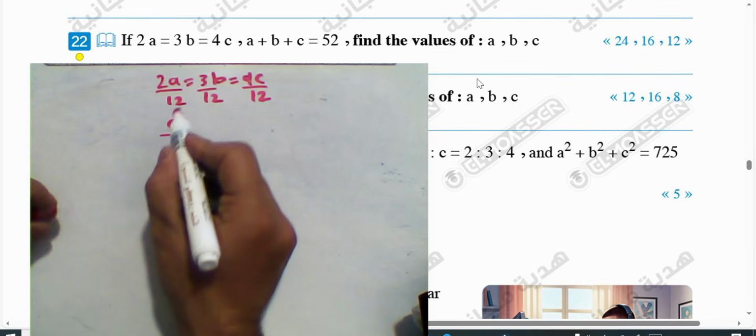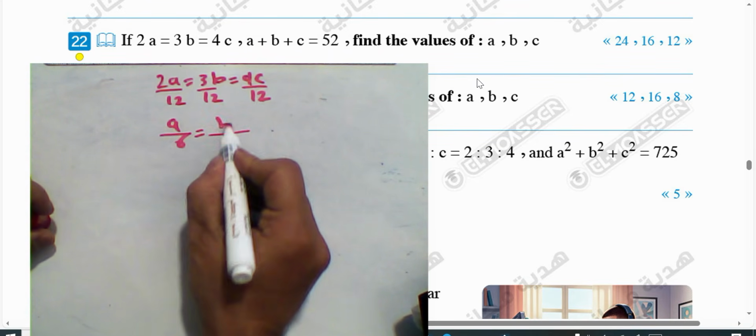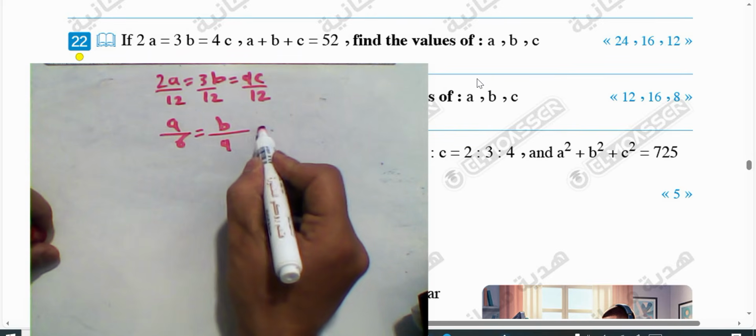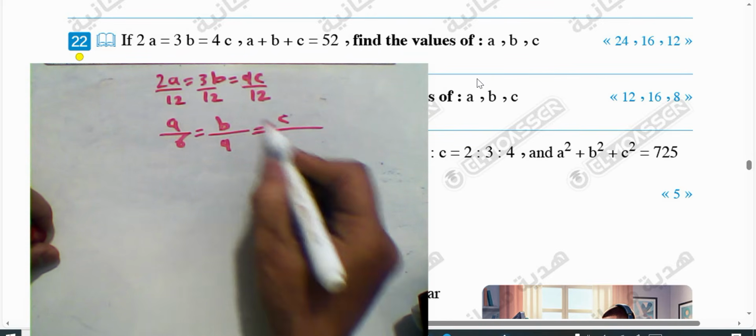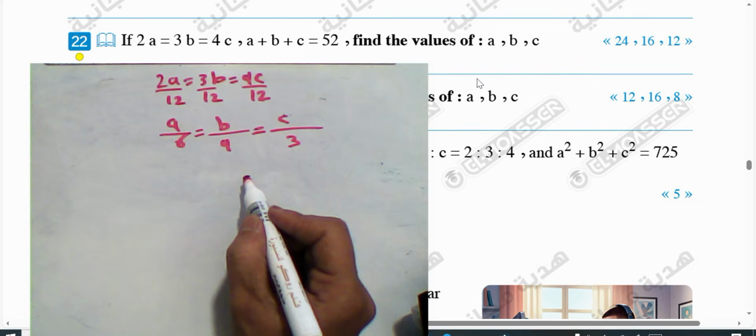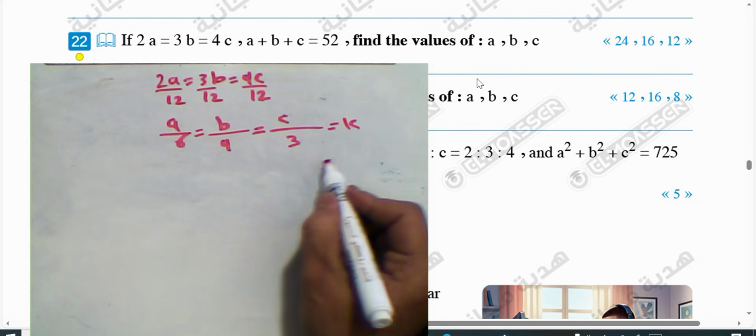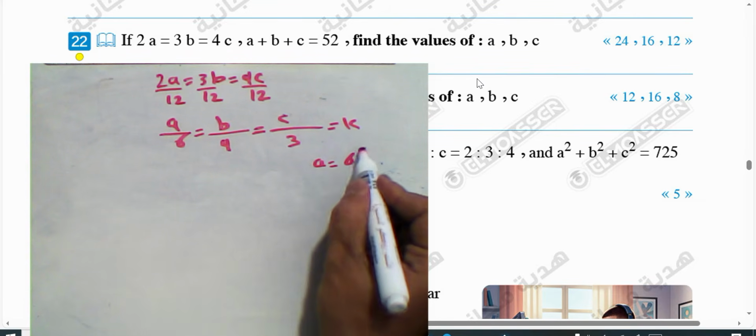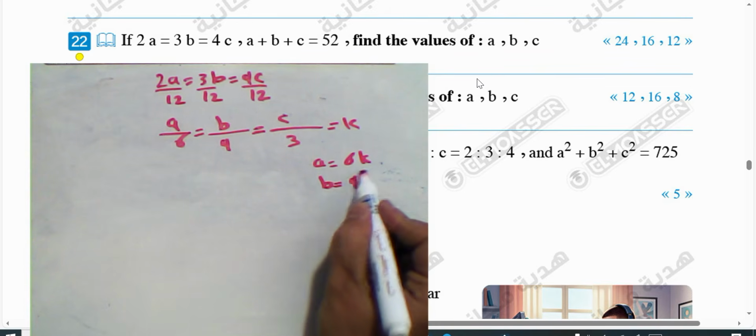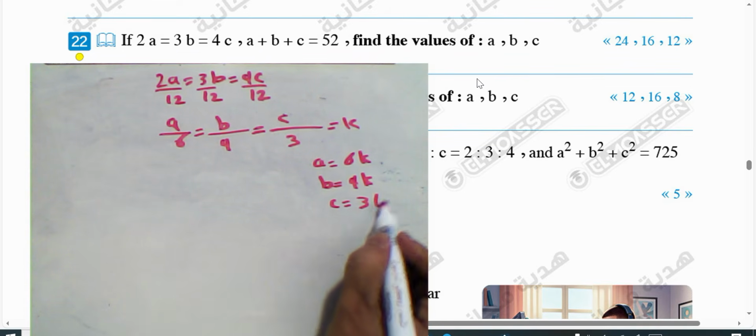12 divided by 2 equals 6. 12 divided by 3 equals 4. 12 divided by 4 equals 3. Then we can put the constant k here. Then the value of a equals 6k, b equals 4k, and c equals 3k.